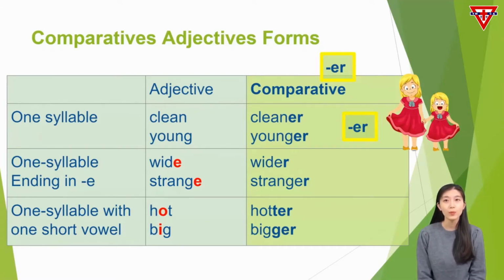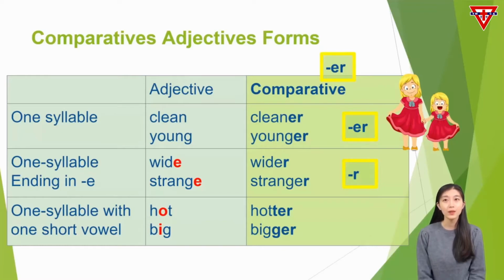It is really important to put than after the comparative. So we say cleaner than, younger than. In the second row, when a one-syllable adjective ends in an E, such as wide or strange, we add R to the end. Wide becomes wider, strange becomes stranger.